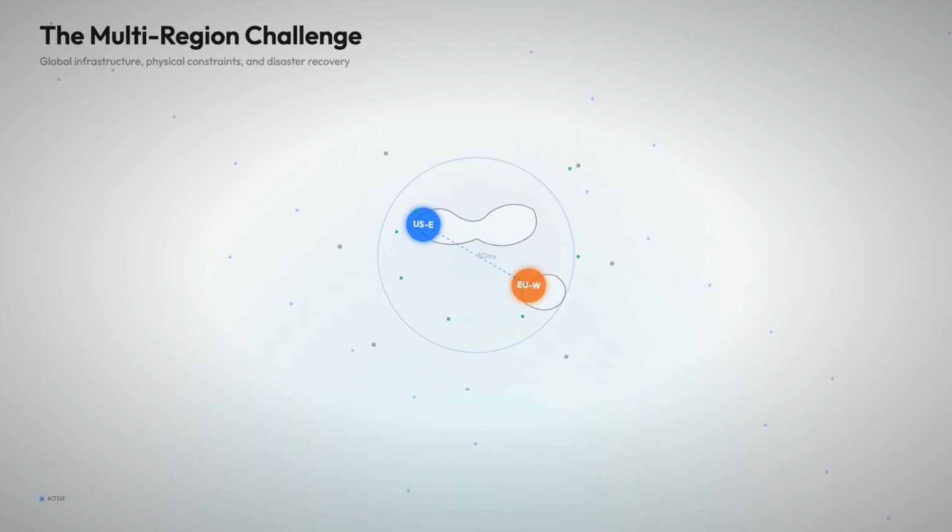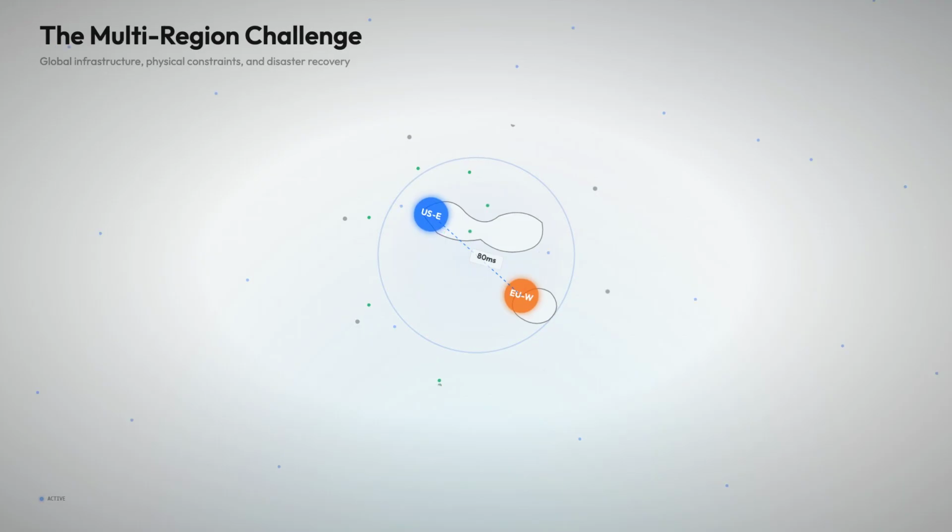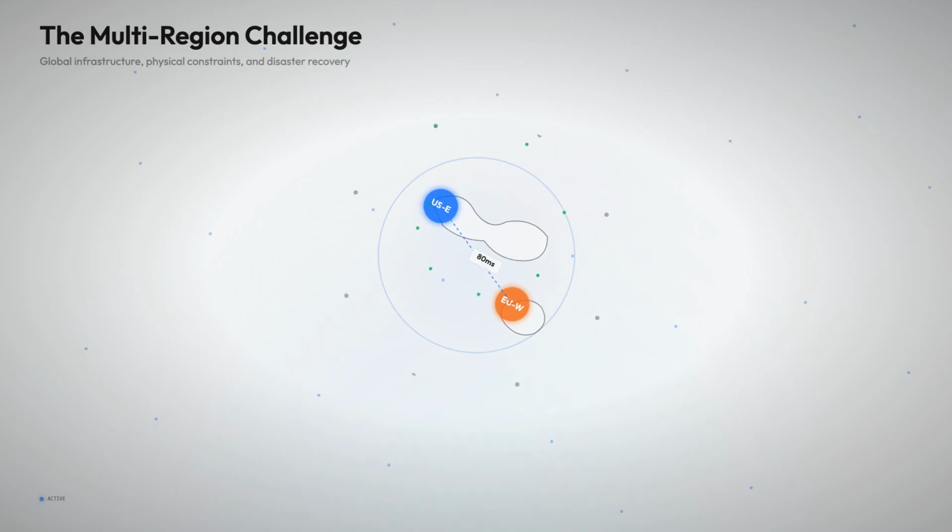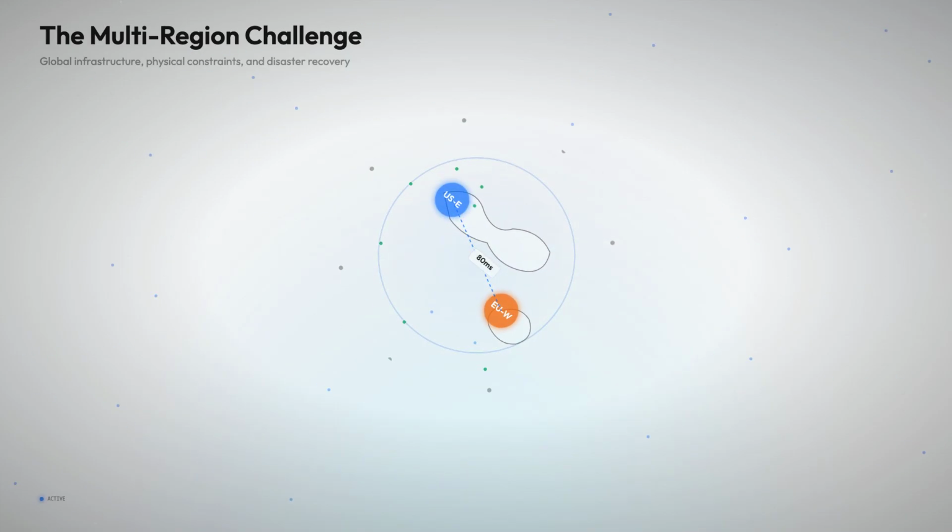Your business runs on servers in one region. One outage can cause hours of downtime and lost revenue. Multi-region architecture spreads infrastructure across the globe, like US East and EU West, to prevent this.